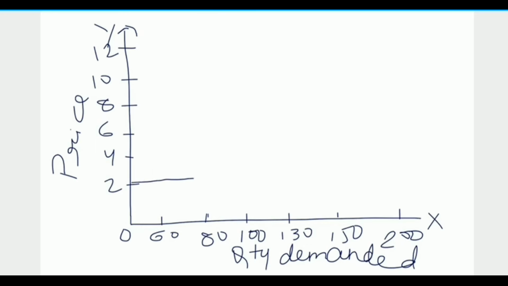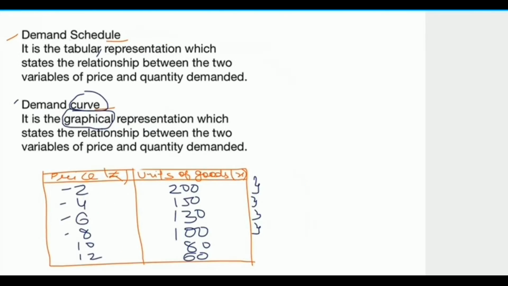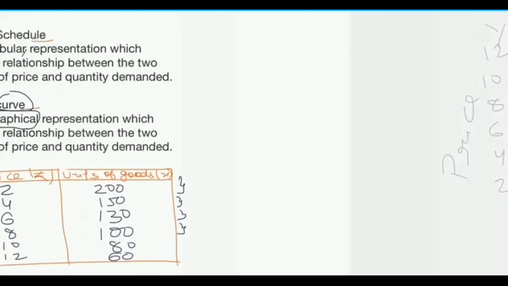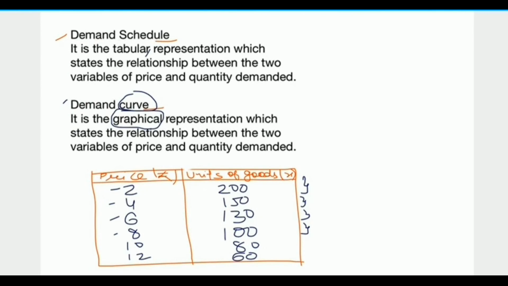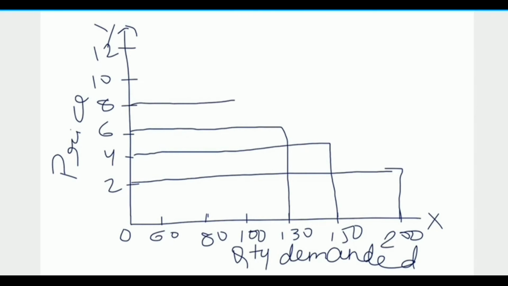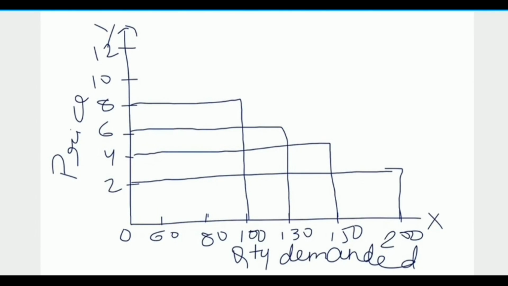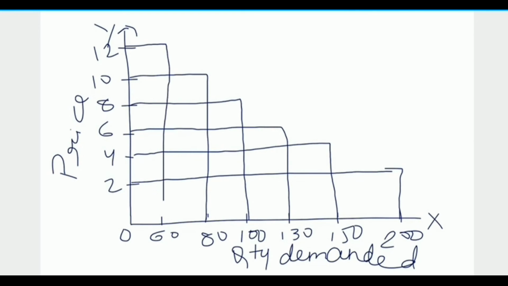So at rupees 2, the consumption is 200. At price 4, the consumption is 150. At price 6, the consumption is 130. At price 8, the consumption is 100. At price 10, the consumption is 80. And the last, at price 12, the consumption is 60.